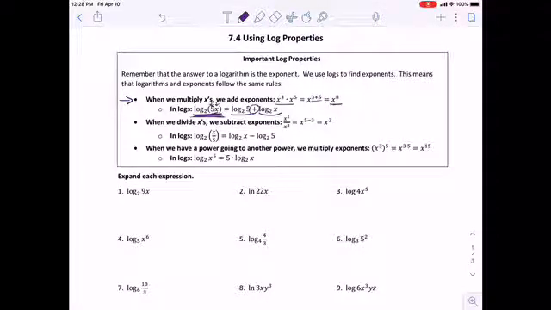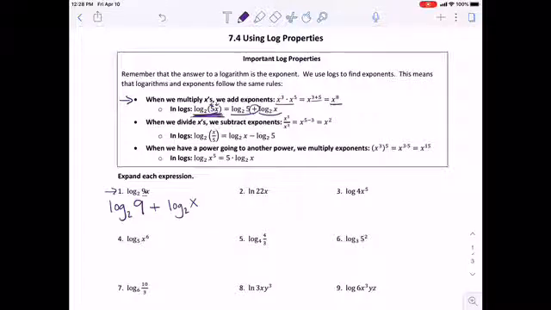So look, for example, here at problem 1. We've been asked to expand this expression. So if I wanted to expand it, I notice that I have the 9 and the x multiplying together. So I want the 9 and the x to both get their very own log. So I'm going to have the log base 2 of 9 and the log base 2 of x. And because the 9 and the x are multiplying, I know that it's going to become addition in between those two logs.